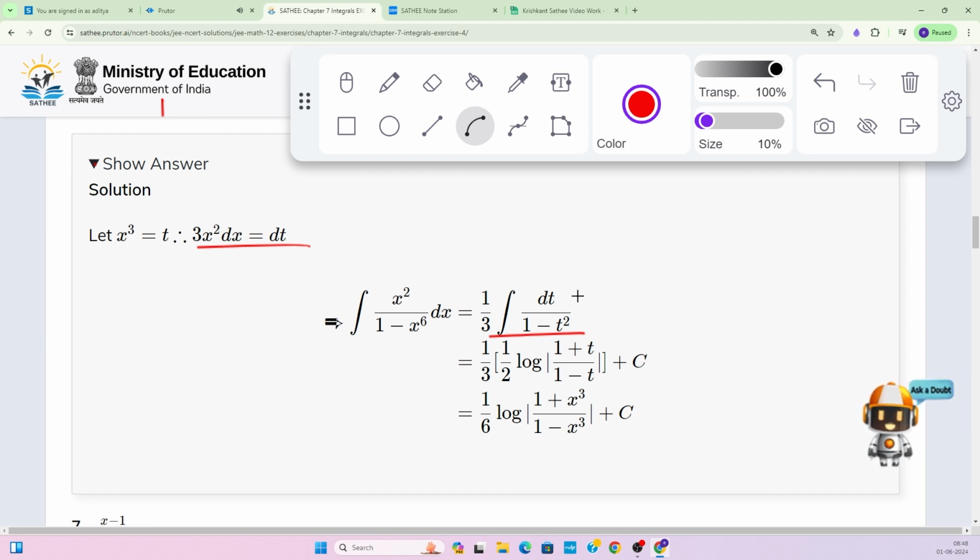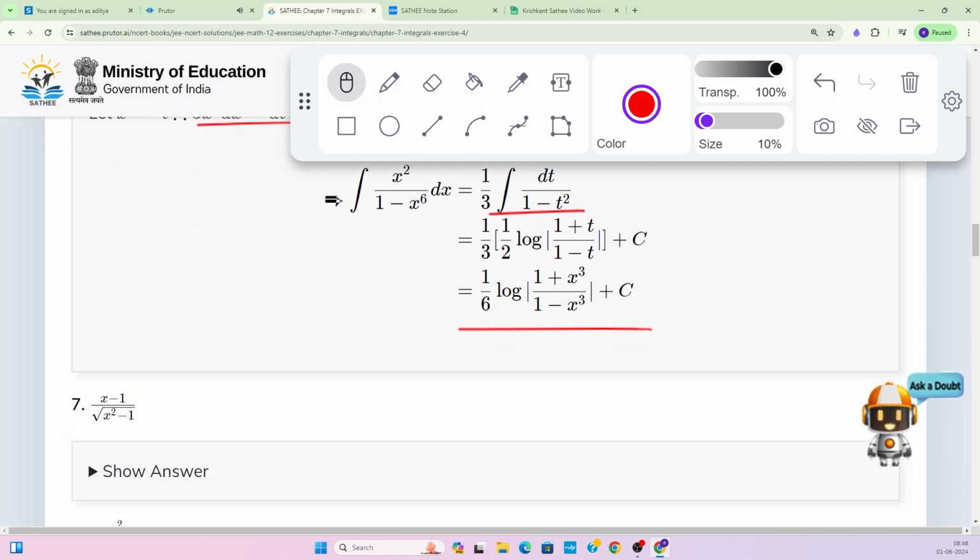Now you know the direct integral for this. You just saw in the theory class that the integration of dt by 1 minus t square will be what? Quite simple. Half of log modulus of 1 plus t divided by 1 minus t, plus some constant. Substitute back the value of t, and you will get 1 plus x cube over 1 minus x cube. So this will be your final answer.